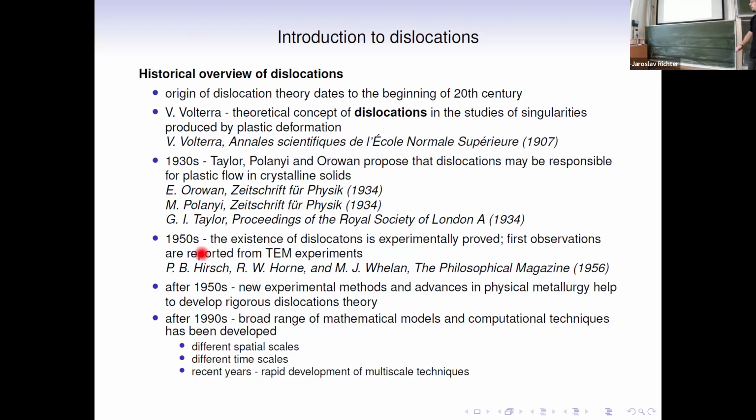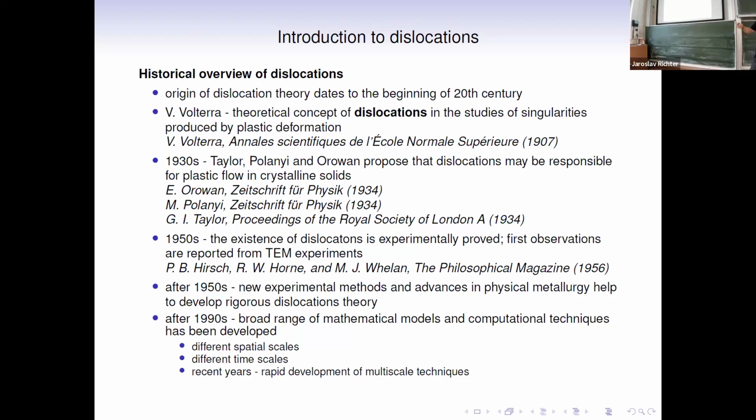And right in the 1950s, the abstract theory became a reality, because in the 1950s the technique of transmission electron microscopy appeared, and the existence of dislocations was proven experimentally by the first observation in the 50s. After the 50s, in the 20th century, experimental methods were developed to track their movement, to measure the effect on the macroscopic scale, and so on. Roughly speaking, after the 90s, a broad range of models and computational techniques emerged together with increasing computational power.